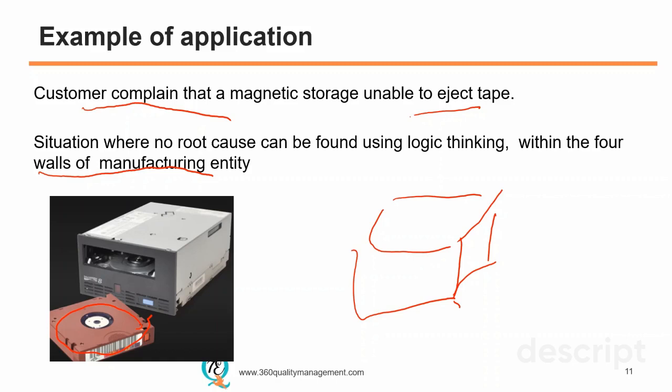And eventually, through a thorough investigation, imagination, and also brainstorming to try to understand the customer's usage environment, it was found that this customer had used very strong radio frequency emitting devices that caused the sensor to malfunction, therefore the tapes cannot be ejected. Sometimes we really have to apply creative problem solving within the critical thinking steps in order to solve the problem.